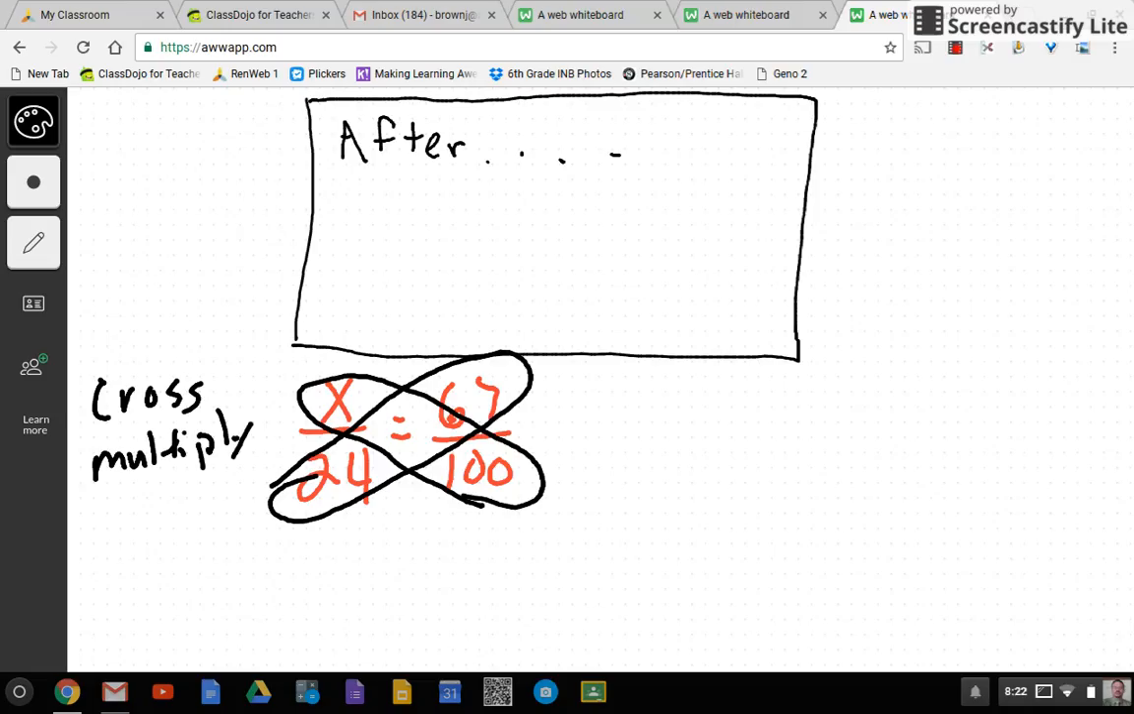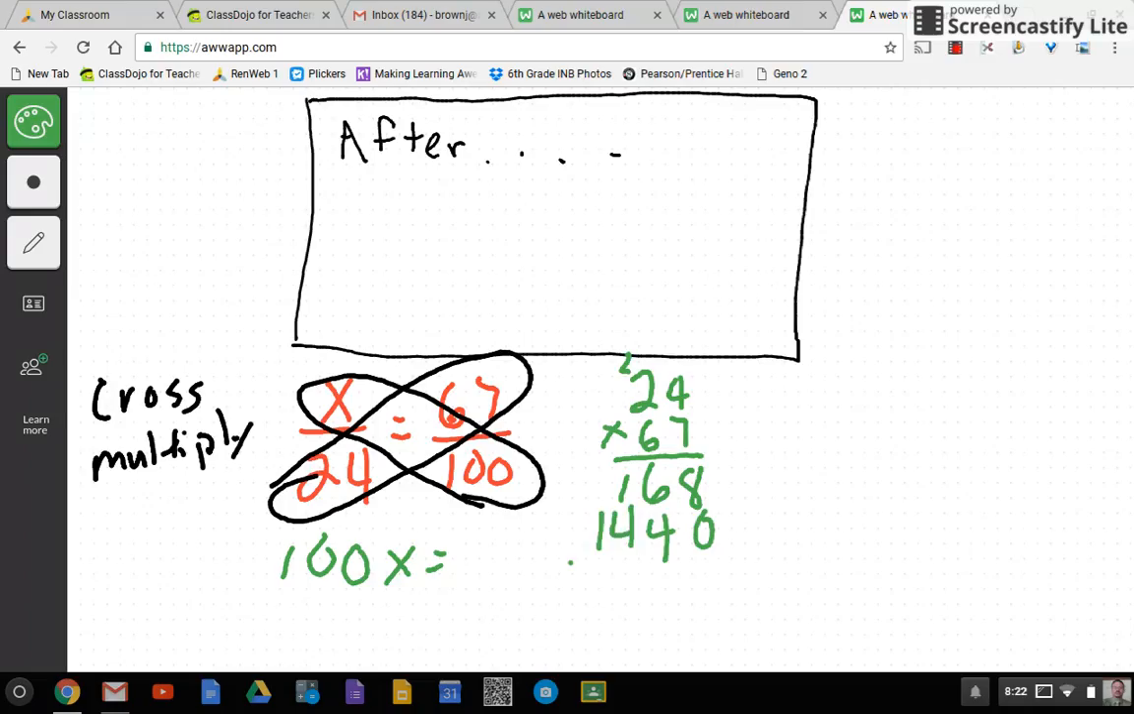So if I multiply those out, 100 times x is 100x, and 24 times 67, well, I'm going to actually come out here and have to multiply that, because I don't know 24 times 67 off the top of my head. There's 28. There's 16 right there. Add my 0. There's 24. And there's 14. So I'm going to get 1608. So this would be 1608.